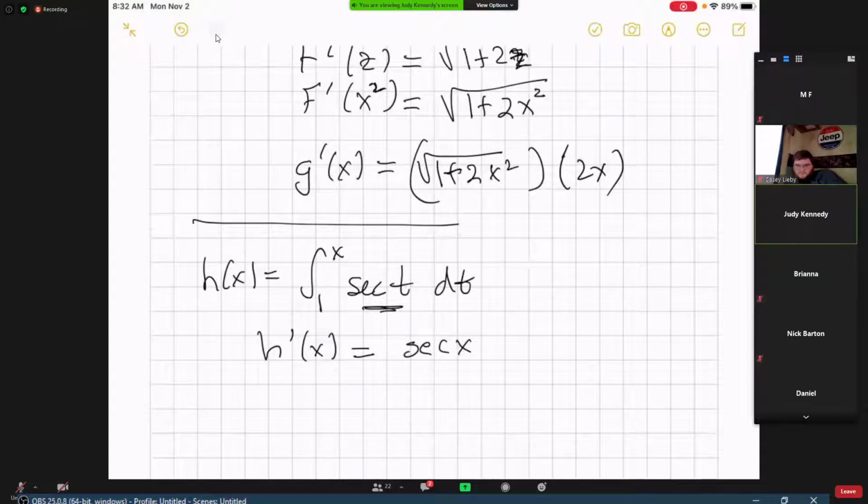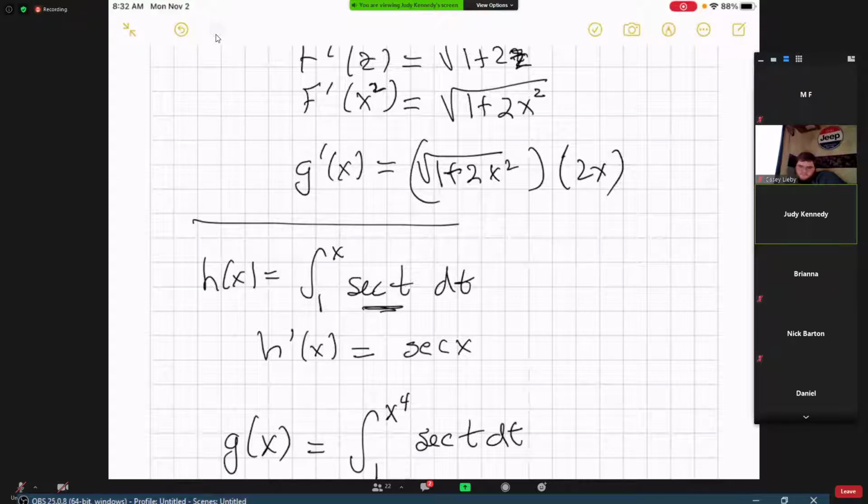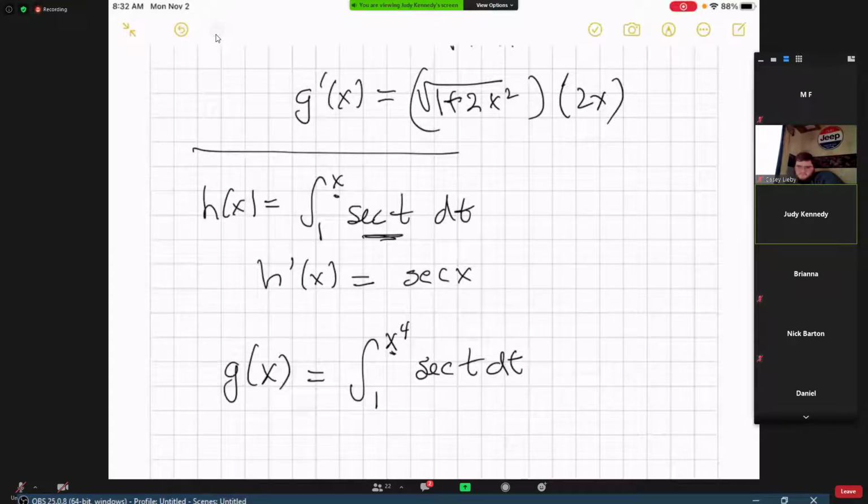All right, but let's make it more interesting. So I'm going to define a new function, g of x, now to be the integral from 1 to x to the 4th of the secant of t dt. And actually, it's not just x anymore, it's x to the 4th. So I stuck in a whole function. And again, this is a composite.